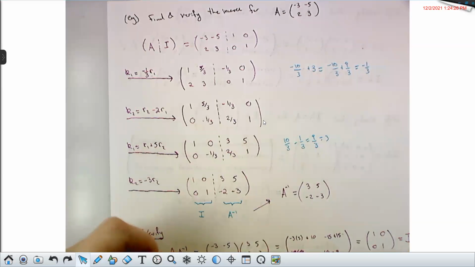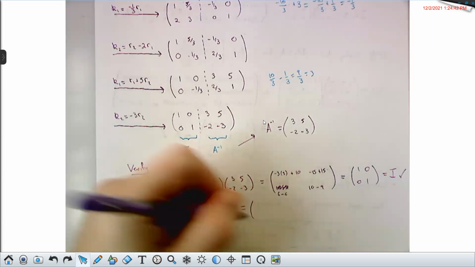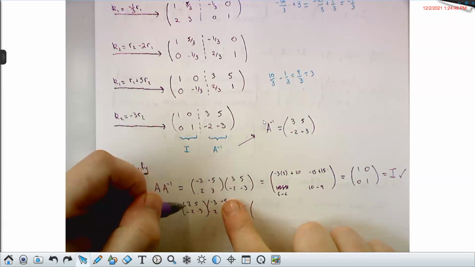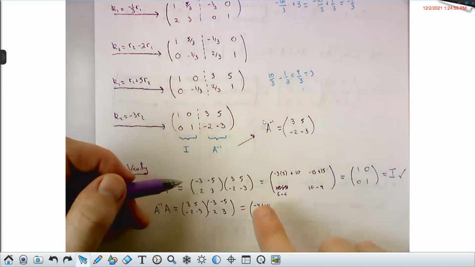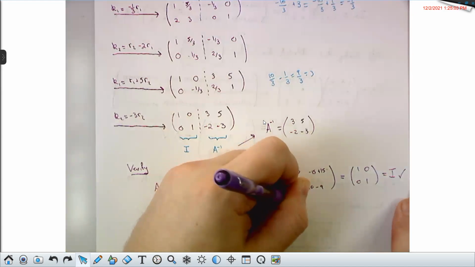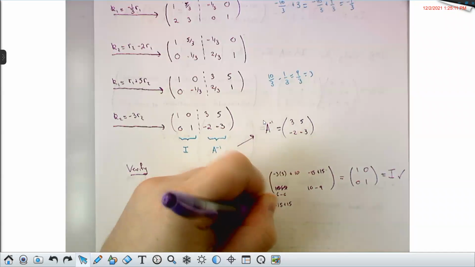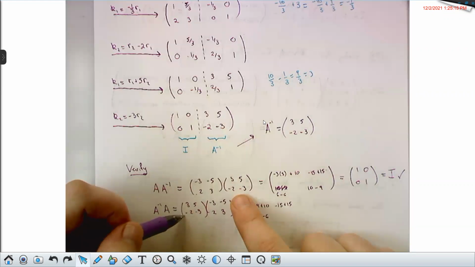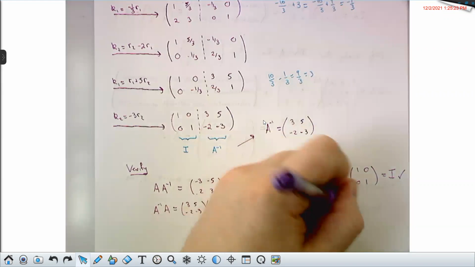And if we multiply in the other way, A inverse times A. Expect a 2 by 2, and we take row 1, column 1, so that's 3 times -3 plus 5 times 2, that's -9 plus 10. Row 1, column 2 is 3 times -5 plus 5 times 3 is -15 plus 15. Row 2, column 1 is 6 minus 6. And row 2, column 2 is +10 plus -9. And yeah, again, we do get 1, 0, 0, 1, which is the identity.